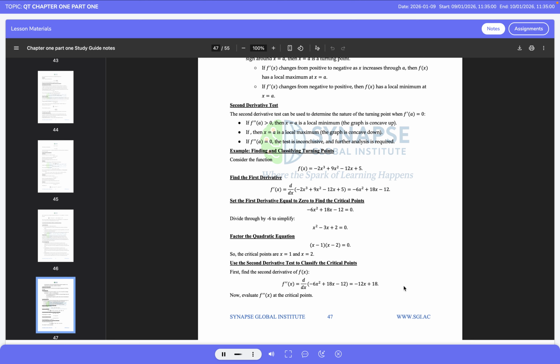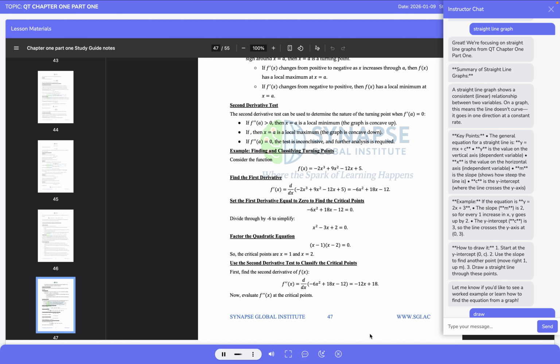Factoring gives x minus 1 multiplied by x minus 2 equals 0. So the critical points are x equals 1 and x equals 2. To classify these points, we find the second derivative, which is negative 12x plus 18.